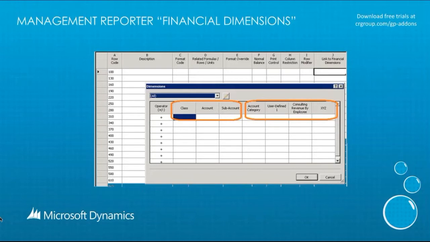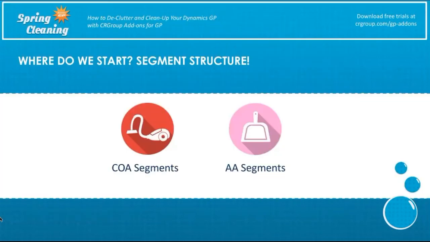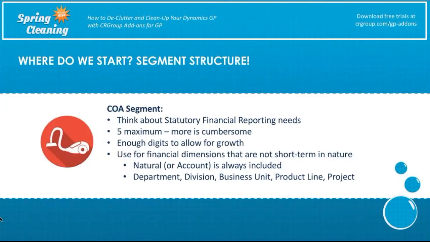And that leads to the next big question, which is, well, if we've thought about all these things we want to track, and we know we now need to make a GL change, where should this stuff reside? Should it sit in the COA, or should it sit in analytical accounting, or both? Here's our recommendation. We think about the chart of accounts segment as statutory financial reporting. We think 5 max is the right number. My own preference would be even lower than that, 3 or 4, but 5 max.